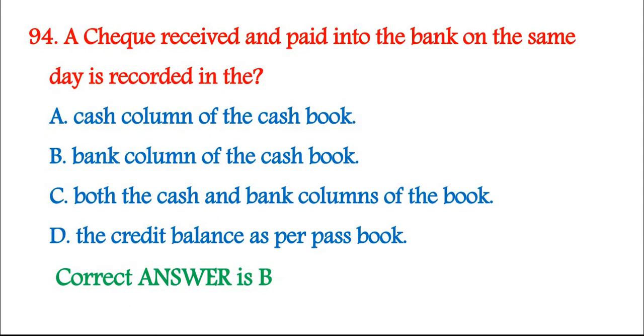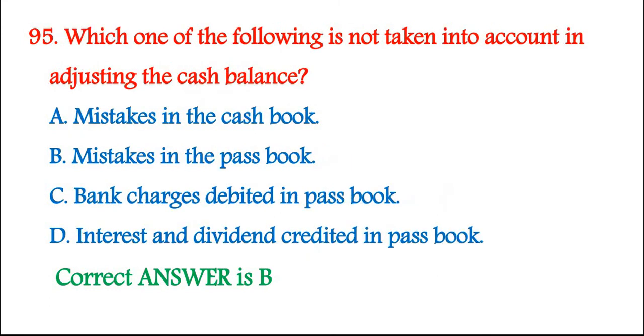94. A check received and paid into the bank on the same day is recorded in the A. Cash column of the cash book, B. Bank column of the cash book, C. Both the cash and bank columns of the book, D. The credit balance as per pass book. Correct answer is B. 95. Which one of the following is not taken into account in adjusting the cash balance? A. Mistakes in the cash book, B. Mistakes in the pass book, C. Bank charges debited in passbook. D. Interest and dividend credited in passbook. Correct answer is B.